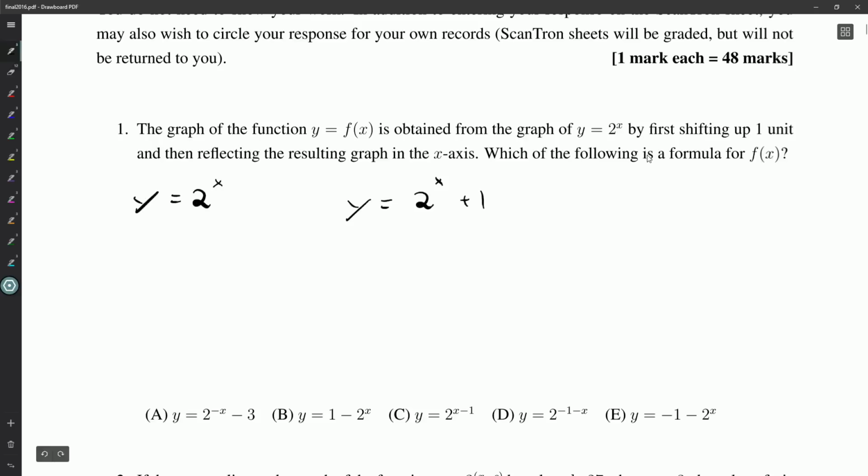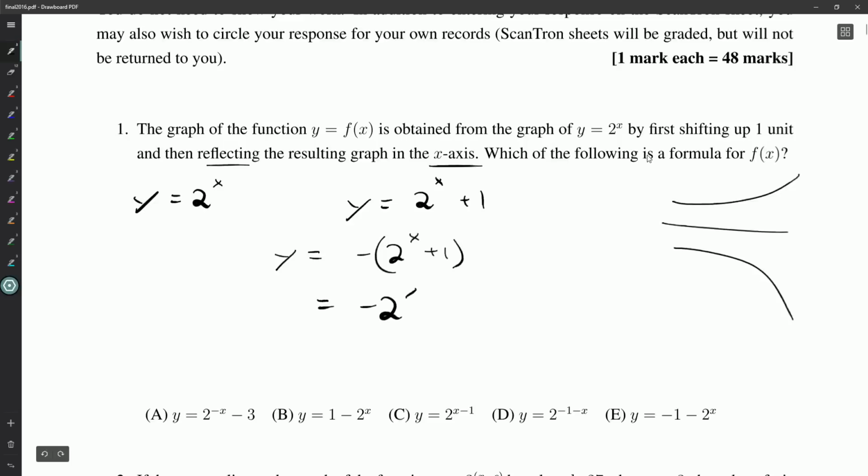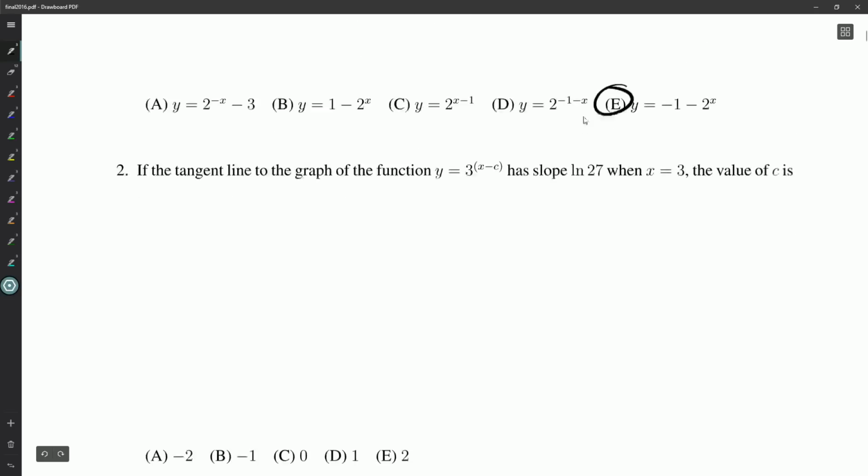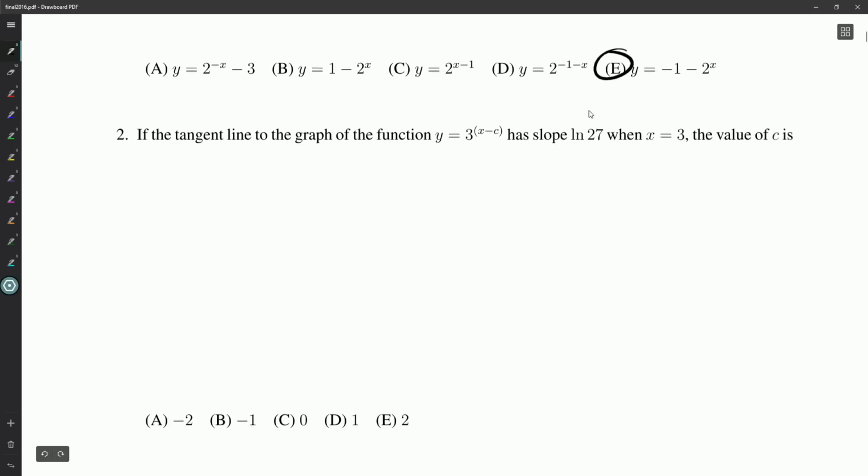So there we've shifted up 1, and then we need to reflect in the x-axis, which means what might look like this now needs to look like this, and the way we do that is we just slap a minus sign in front of everything. And I haven't taken a look at the answers, so we might expand it out like that. What have we got here? So that matches with E there. Alright. Good.